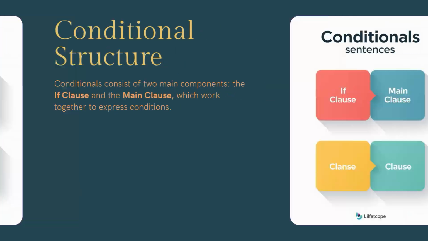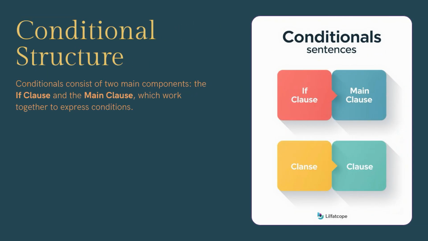So next slide. Conditional structure. A conditional consists of two main components, the if clause and the main clause, which work together to express conditionals. The if clause is the condition, the situation or the cause, while the result clause is the outcome or effect. A comma is used after the if clause if it comes first. So you can switch the order and the meaning stays the same.